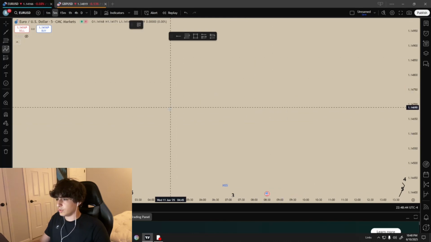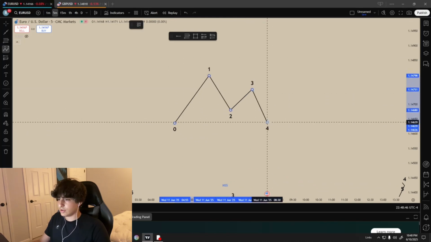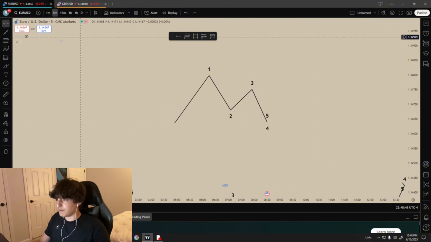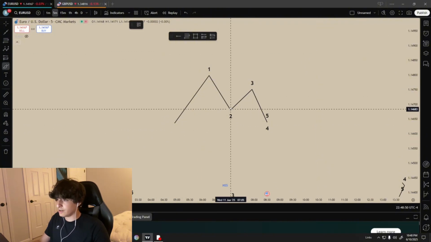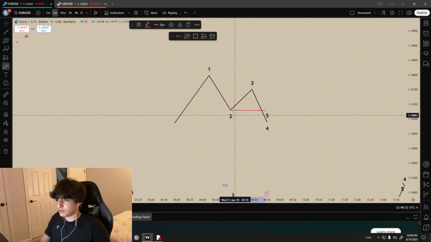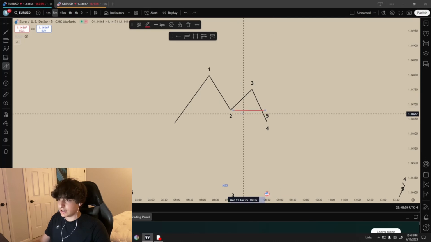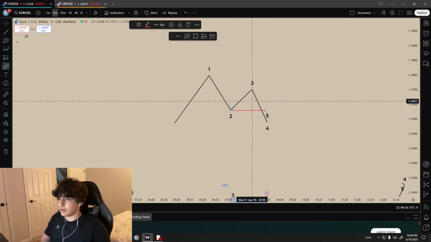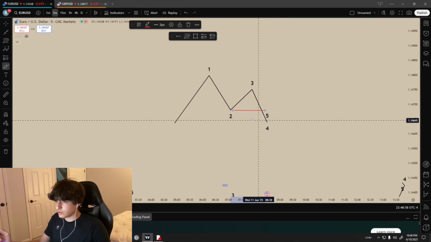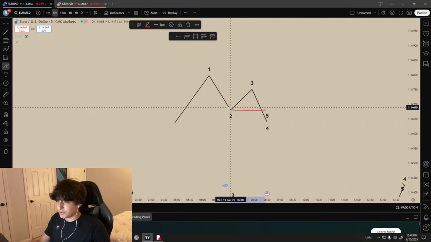Oh, sorry, let me redo that. So, is this a valid market structure shift right here? Because we were in an uptrend, and then market decided to break this low and now start a downtrend. Is this actually a downtrend? Is this actually a market structure shift?